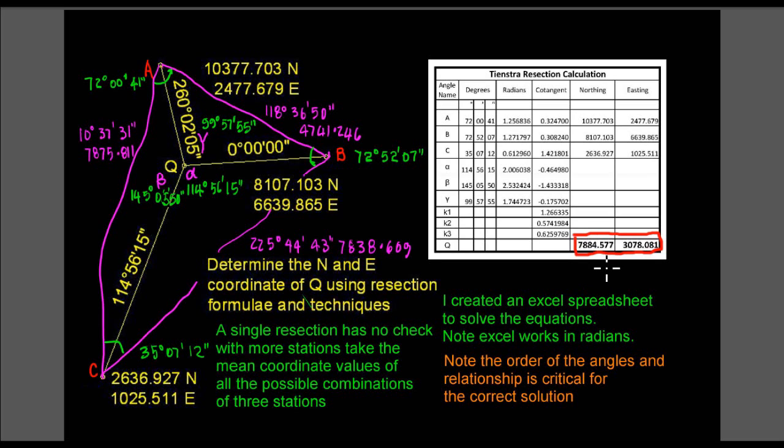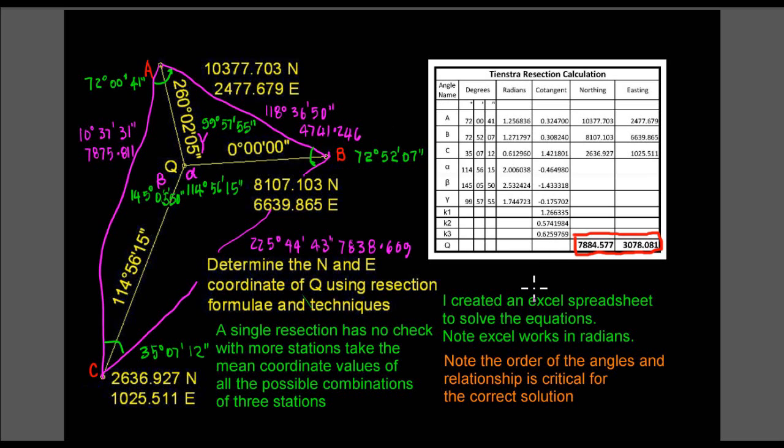7884.577 and 3078.081. It would have been very helpful if I had repeated the formula here, but unfortunately I haven't. However, you should be able to get copies of my notes by just emailing to me, or perhaps you could maybe take a screenshot of the previous one with the formula in it, so that my little resection spreadsheet here comes well. And this works out very well.